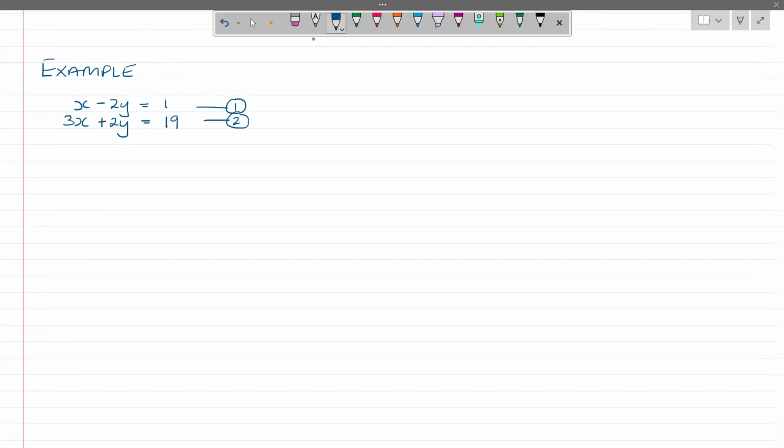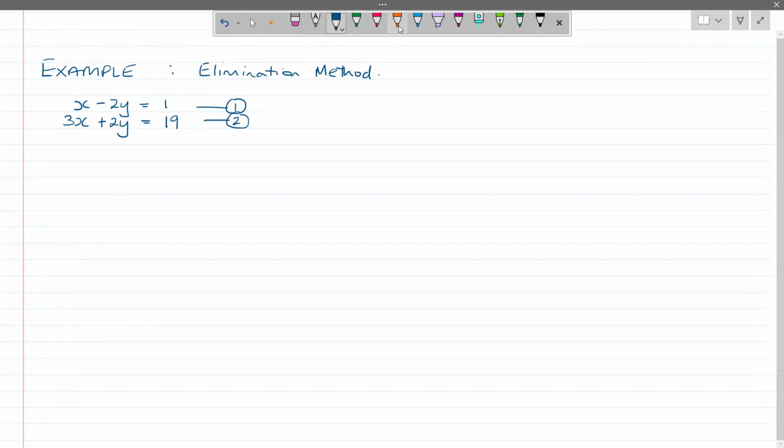All right, we're looking at a different type of simultaneous equation. We're still doing the elimination method. In the previous video, we looked at subtracting the equations. Let's see if we're going to subtract the equations here.